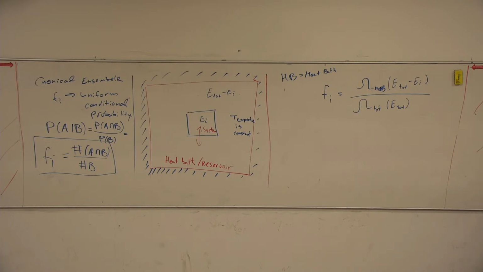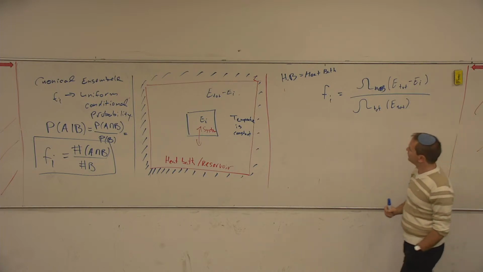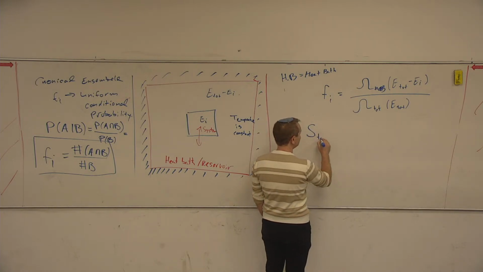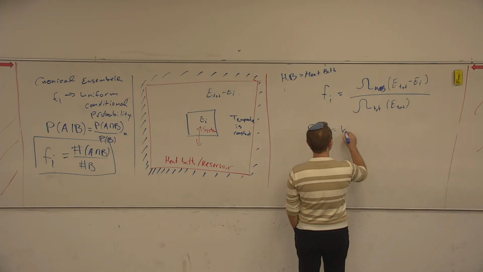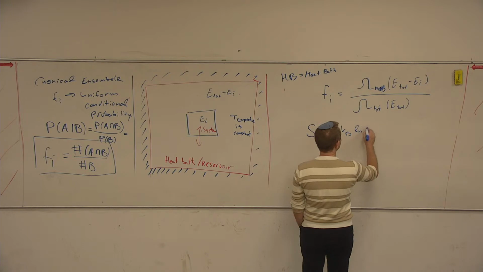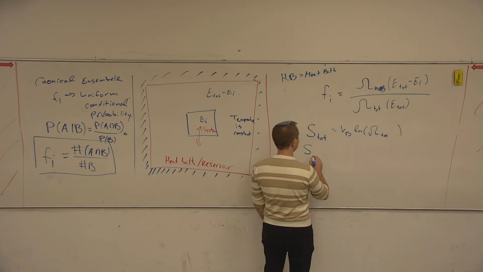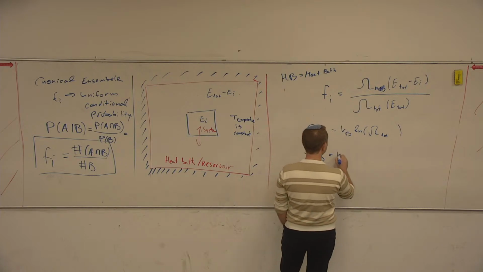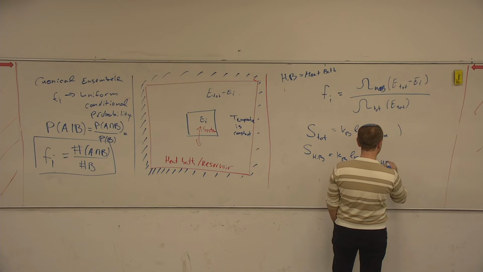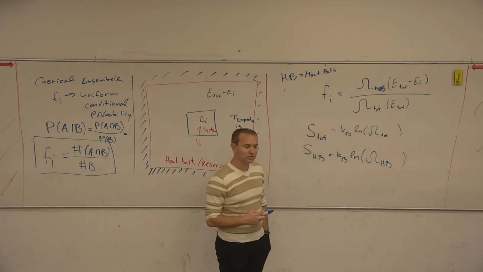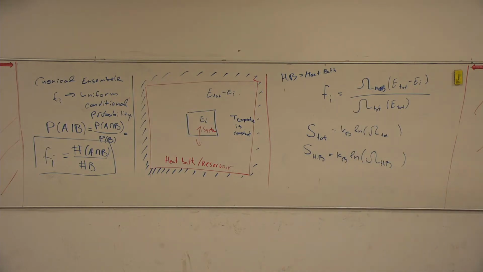Alright. So what we are going to do, we are going to represent this by using the entropy. So S total is K Boltzmann log of omega total. And S of heat bath is K Boltzmann log of omega heat bath. Those are the standard definitions of how the number of states relate to the entropy of the system.